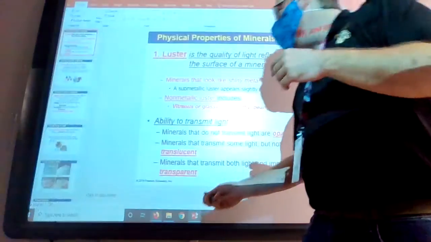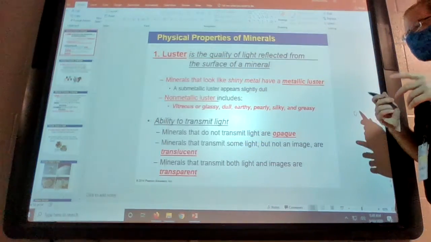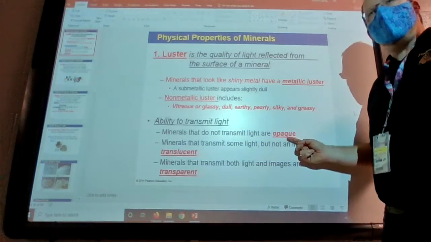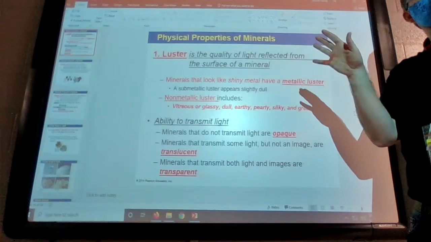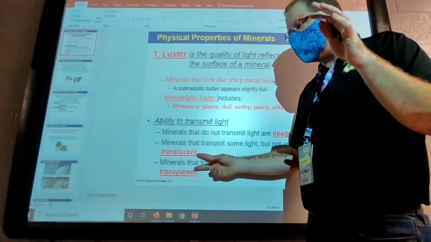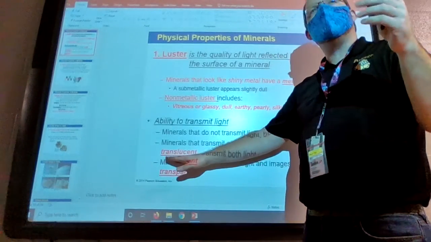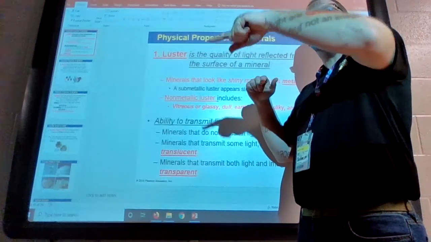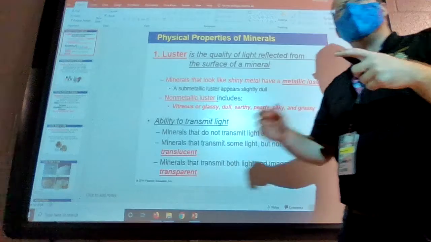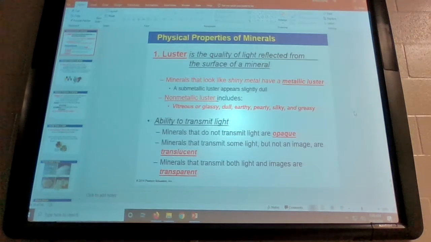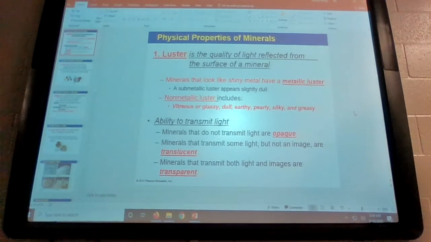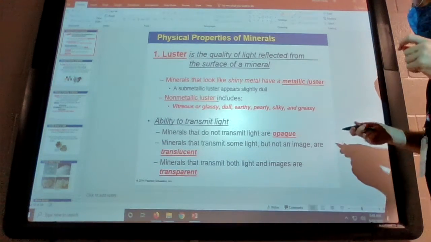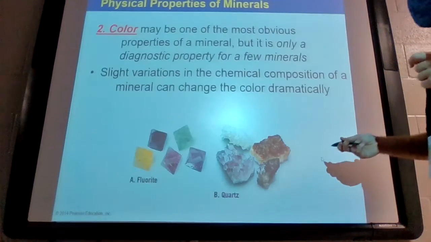So let me go back to the PowerPoint. That is your luster. Know the difference between opaque, which means you don't see any light coming through it, and translucent and transparent. Translucent means you do have light coming through it, but you can't really see things on the other side. Transparent means that if I set it down on a piece of paper or on a newspaper, I can actually see the stuff on the other side. Like I could read words through it. That's transparent. Oops, let me go big screen.